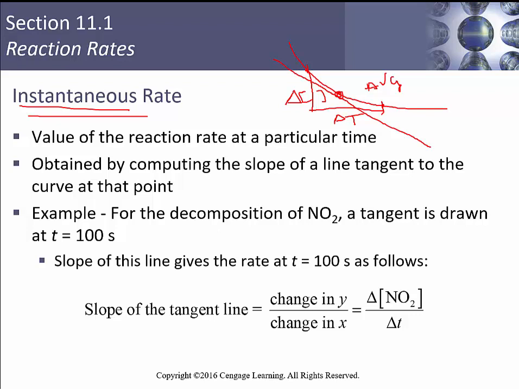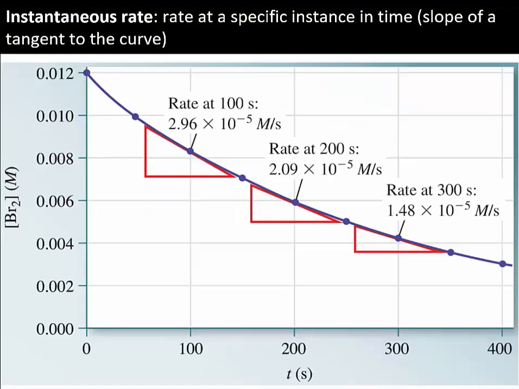So the slope of the tangent line is change in y divided by change in x, with a change in NO2 concentration divided by time. Okay. So the instantaneous rate is at a specific instant in time, right? It's at a slope point tangent to the line. It is going to change, so 2.96, 2.90, 1.48, it's still going to change over time. So our tangent lines are going to get shallower as we go along.